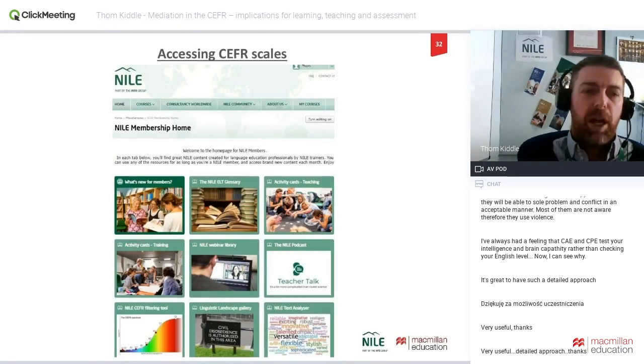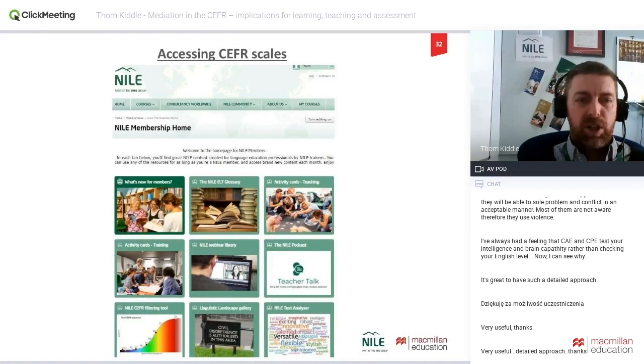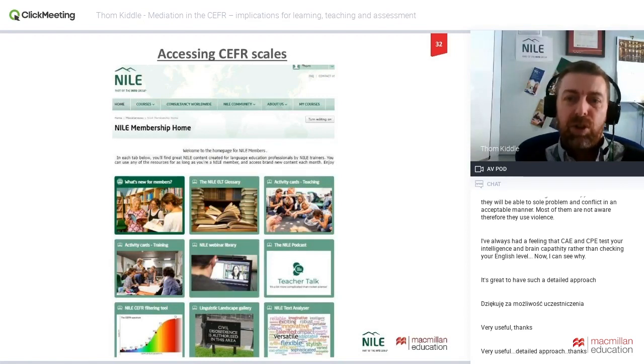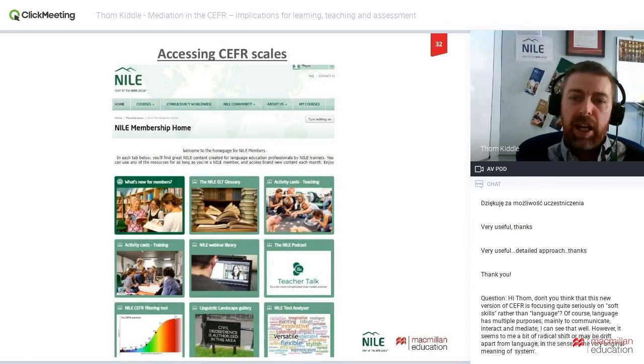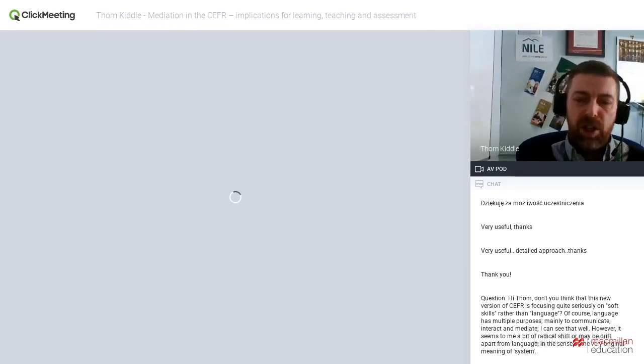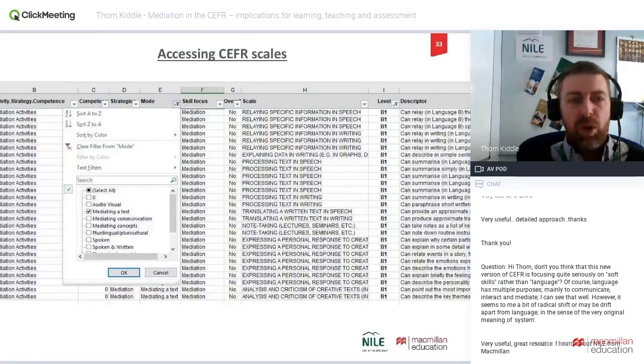If you sign up for membership and you become a member of NILE at our website, which is nile-elt.com, then down at the bottom, we've got the CEFR filtering tool. And what the CEFR filtering tool allows you to do is to look at all the CEFR scales in a spreadsheet format. And that spreadsheet format allows you to filter the CEFR scales just to access the ones you use.